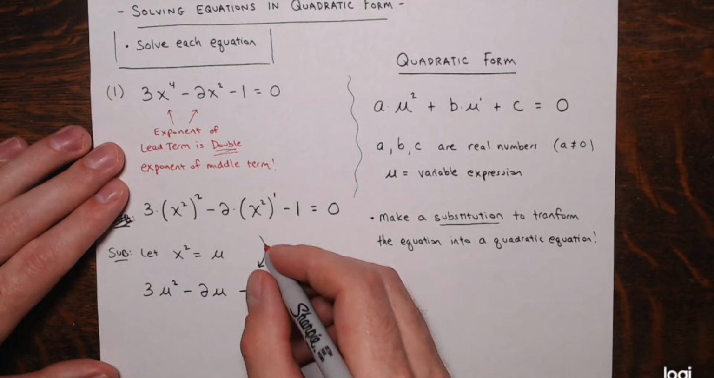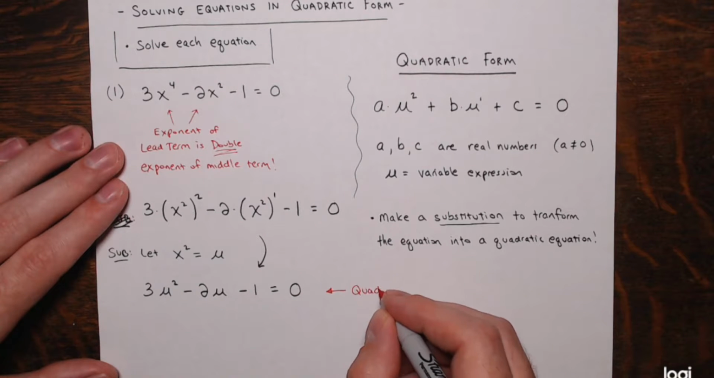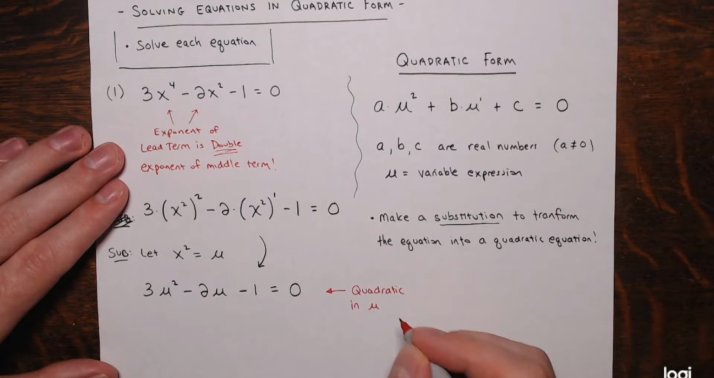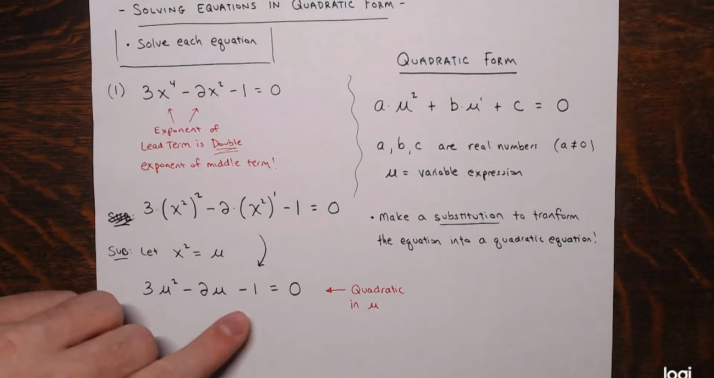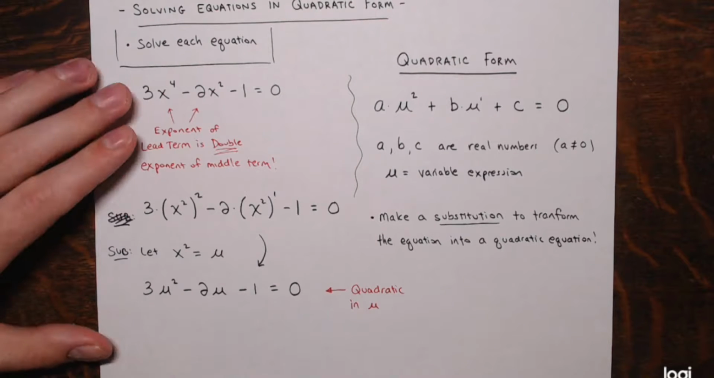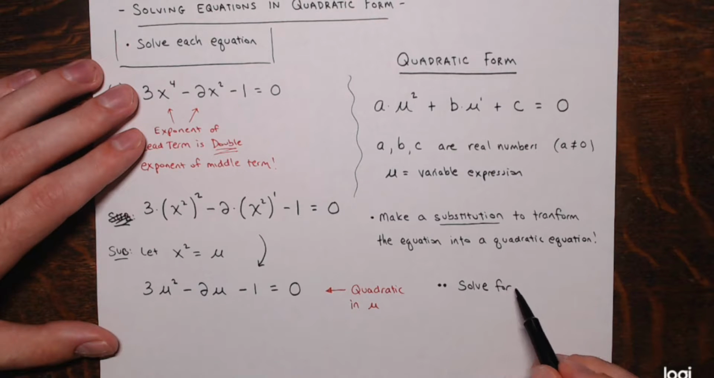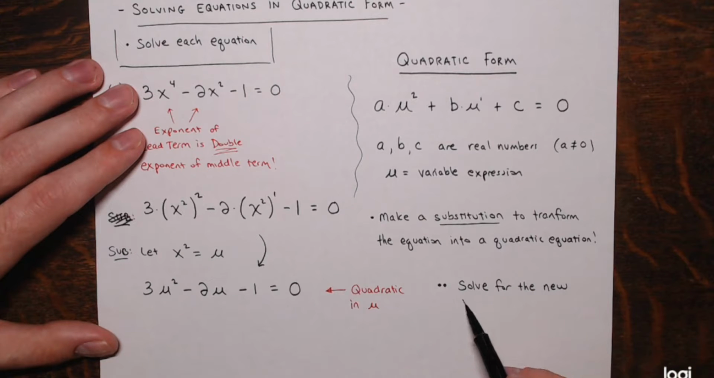But after making this substitution, we have transformed this into a quadratic equation, right? This is quadratic in the variable u. They would say this is quadratic in u. So I make a substitution, then after that step, solve for the new variable. Solve for this substituted variable.